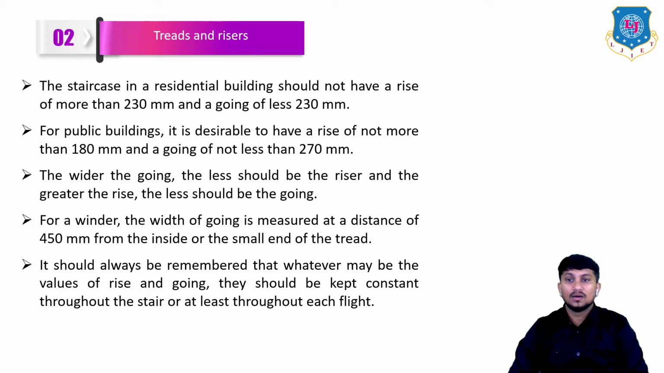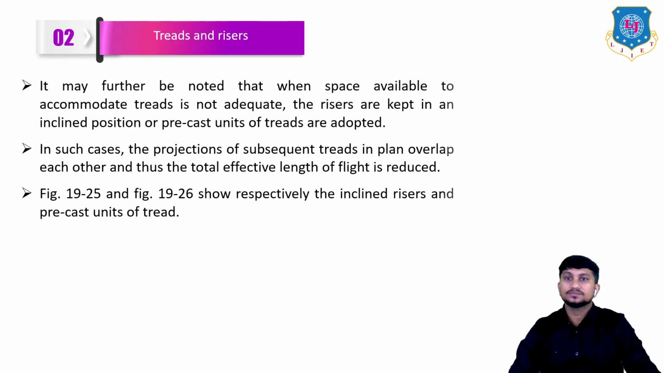For a winder, the width of going is measured at a distance of 450 mm from the inside or the small end of the tread. It should always be remembered that whatever may be the values of rise and going, they should be kept constant throughout the stairs or at least throughout each flight. So these are the points to be considered while selecting treads and risers.